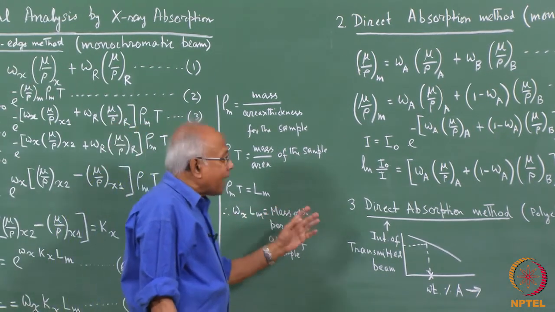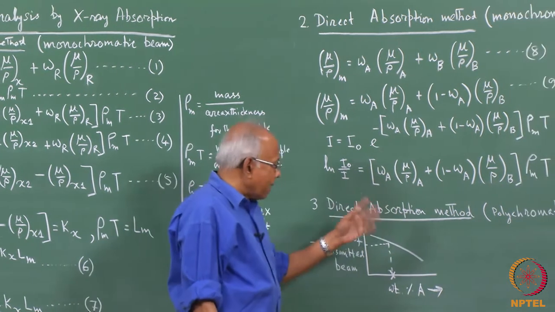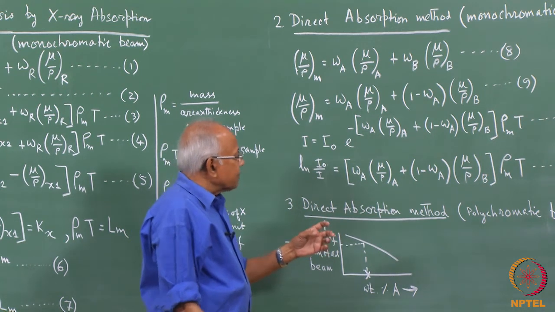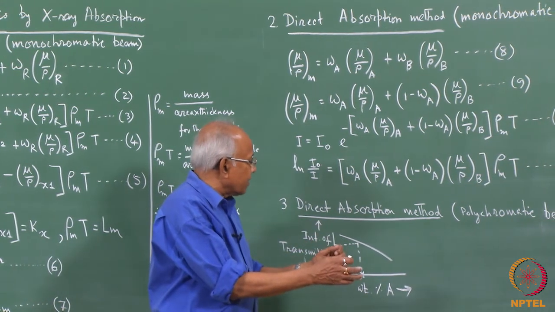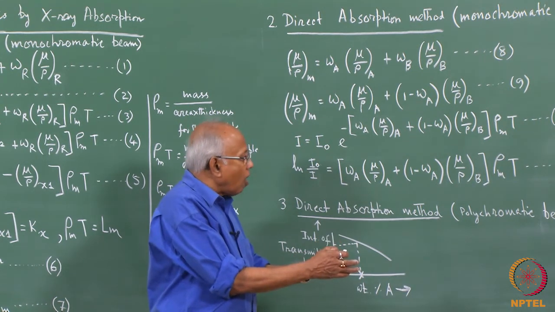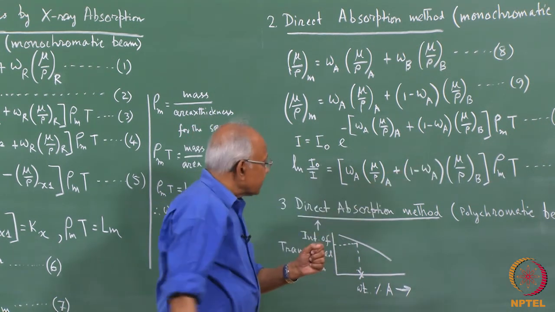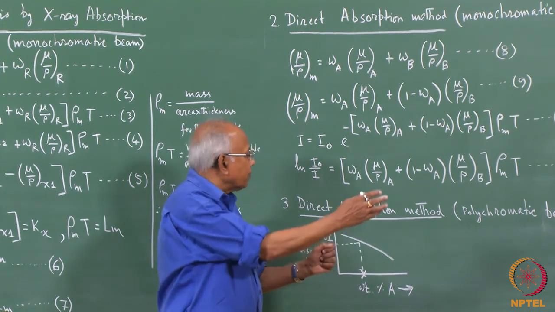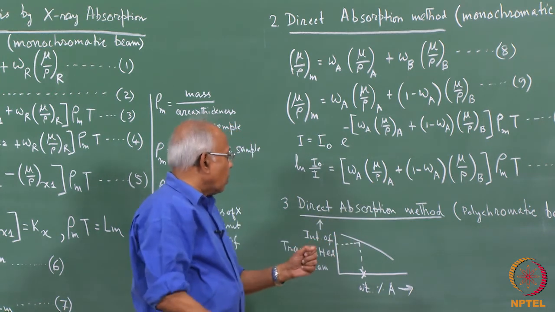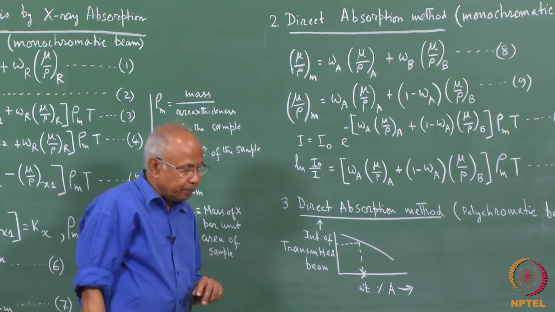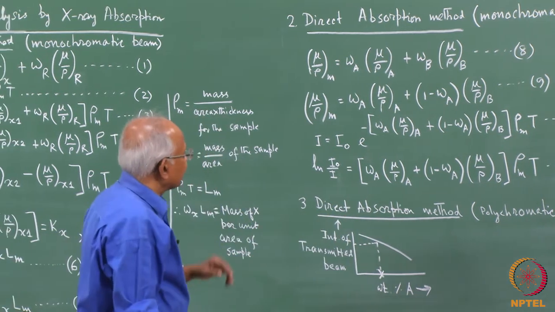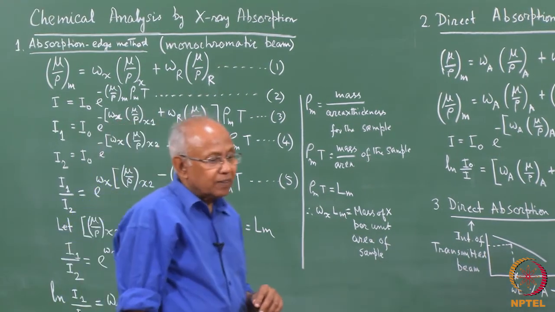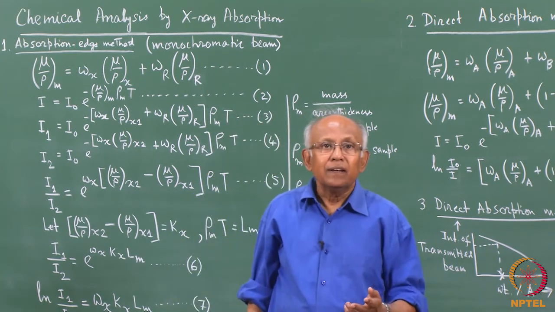Now, to be of any practical use, we have to remember that the polychromatic beam must come from the same X-ray machine under similar conditions to be incident on the different samples with different weight fractions of A. Not only that, the thicknesses of the different samples must be strictly the same. Then and only then will this method be successful.